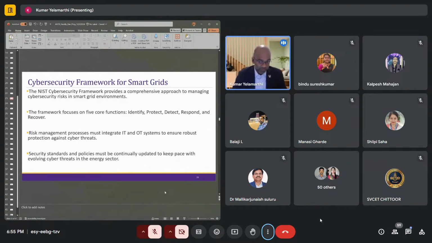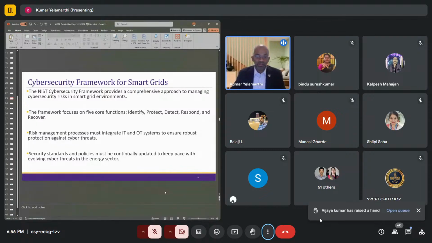We need to provide a framework to address these challenges. The NIST provides a framework to manage cybersecurity. What it says is, first, you have to identify. You have to come up with different core functions. You have to identify the potential threats and the potential attacks. Then you have to come up with a way to protect your system from all these threats. Once you put that in place, you have to come up with mechanisms to detect these threats very quickly.